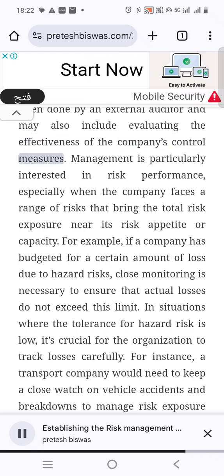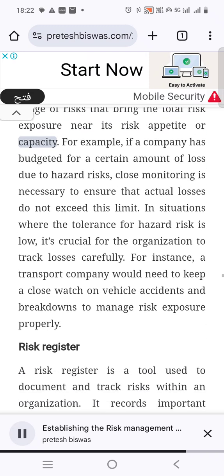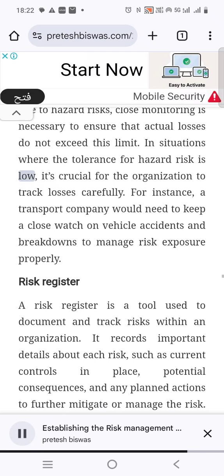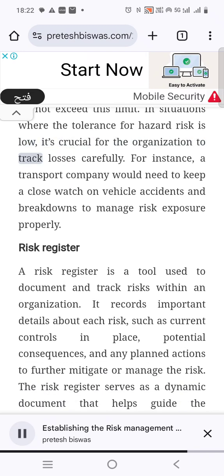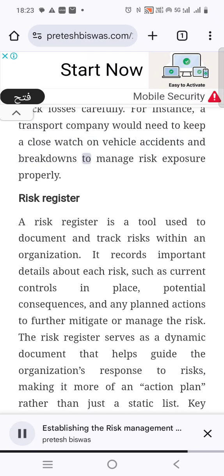This certification is often done by an external auditor and may also include evaluating the effectiveness of the company's control measures. Management is particularly interested in risk performance, especially when the company faces a range of risks that bring the total risk exposure near its risk appetite or capacity. For example, if a company has budgeted for a certain amount of loss due to hazard risks, close monitoring is necessary to ensure that actual losses do not exceed this limit. In situations where the tolerance for hazard risk is low, it's crucial for the organization to track losses carefully. For instance, a transport company would need to keep a close watch on vehicle accidents and breakdowns to manage risk exposure properly.